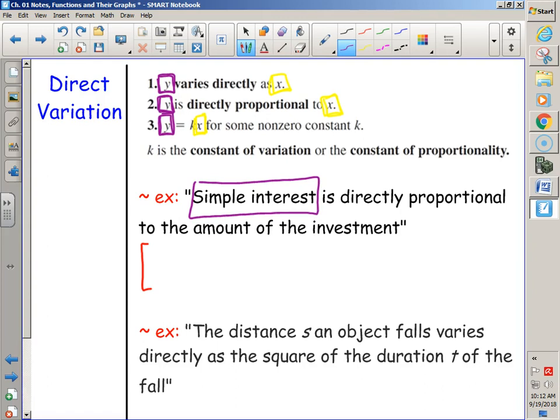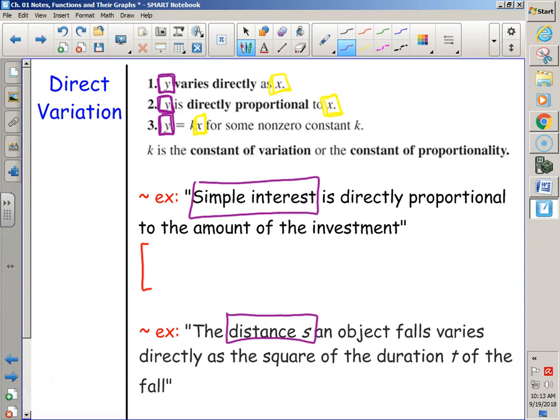This one's a little bit harder because I see varies directly. There is no is, number 1. And number 2, aren't there a lot of words? Now, if English is your first language, it's not a big deal. You're like, okay, the subject of the sentence isn't as an object falls. That's a descriptor. The subject would be distance. But if English is not your first language, it gets a little hard. There's a lot of words. So varies directly.